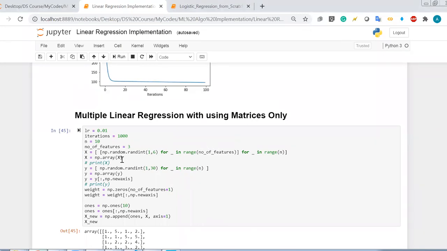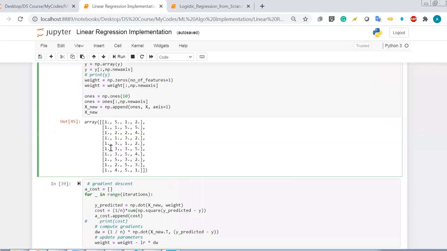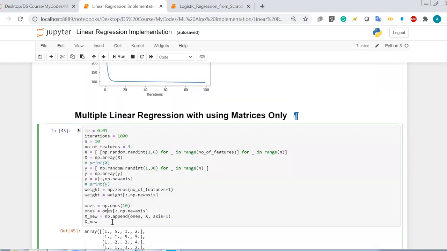So I'll show you that when I made this code using matrices only, I made a random matrix for this X, and I added 1 in the first column, and that I did using this np dot append. So this was an m cross 1 matrix. Here m is 10, so 10 into 1 size. So this was the matrix I created. Then I appended these ones to my X. So 1 came in the first column. So these were the changes that I made.